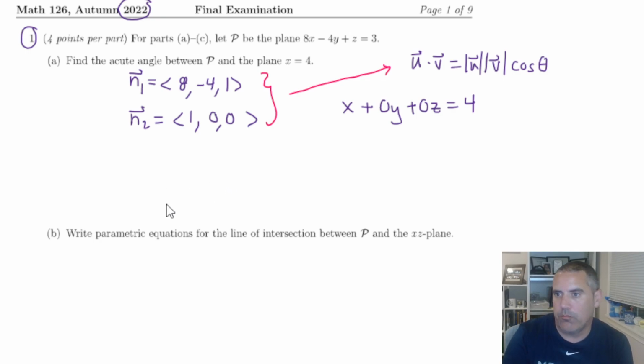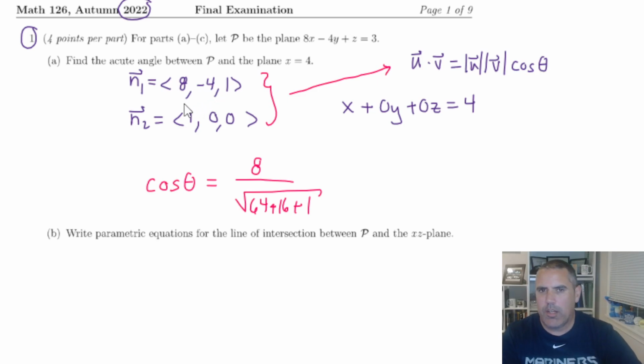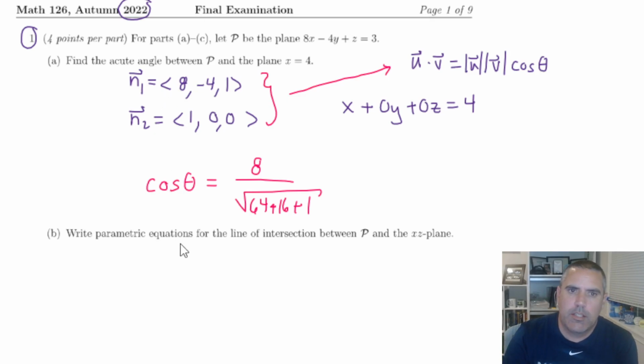So you just compute. You would do the dot product, which is 8. You would divide by the lengths. The length of the second vector is 1. The length of the first vector is not necessarily nice: 64 plus 16 plus 1. So you would do arc cosine of that. The directions don't say if it needs to be in radians or degrees, so they must have accepted either one. I think on our test, I would say rounded to the nearest degree or something.